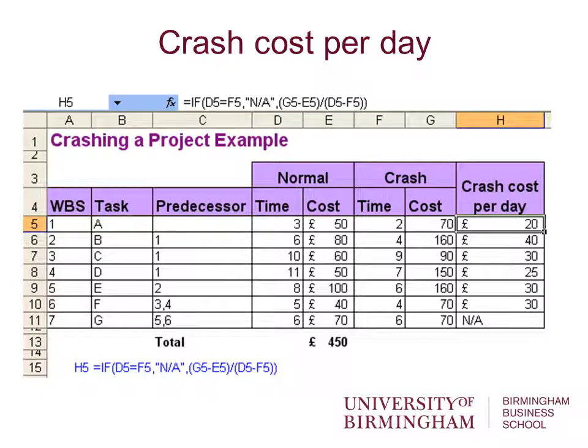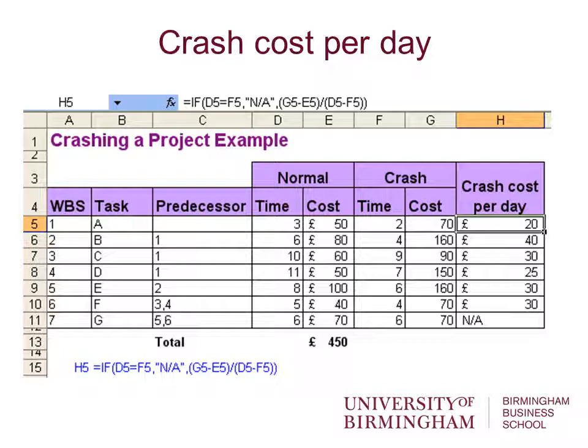Okay, so I've put this project into a spreadsheet, and you can see that what I've done is work out the crash cost per day for each activity. So let's take activity A again. The normal time is 3 days, normal cost is £50, crash time is 2 days, crash cost is £70. In this case, you can only crash the activity by 1 day, so we know that it's going to be £20 a day to crash it.